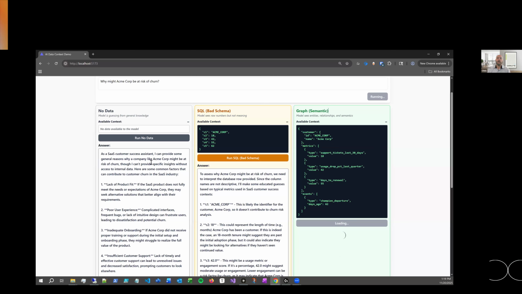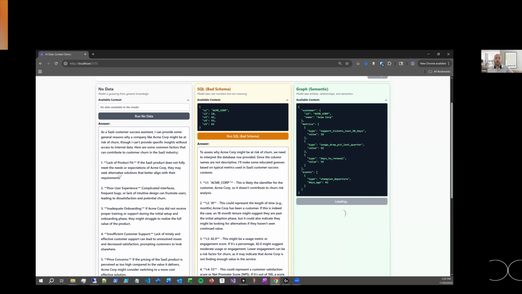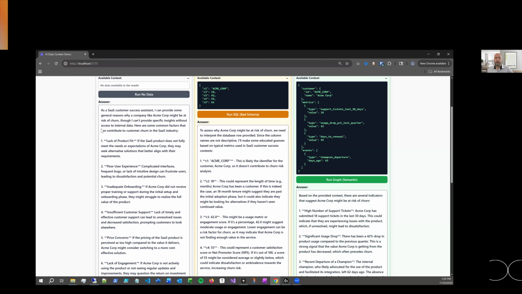as a SaaS customer success assistant, I can provide some general reasons, right? But it has no information, right? So it's completely speculating. And it says it, right? I can't provide specific insights without access to internal data. So it gives some good general information, but where's it getting that information from, right? And that's the real problem: we don't actually know whether it's getting it from Wikipedia or Facebook or LinkedIn or whatever source they scraped it from, Stack Overflow. We have no real knowledge, and in fact, it's not any one of those.